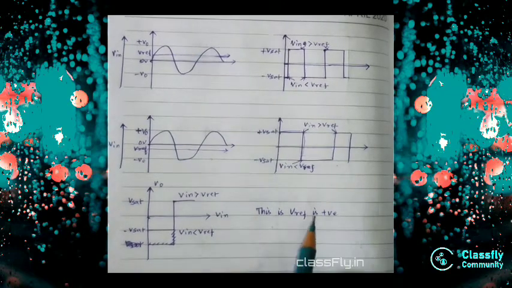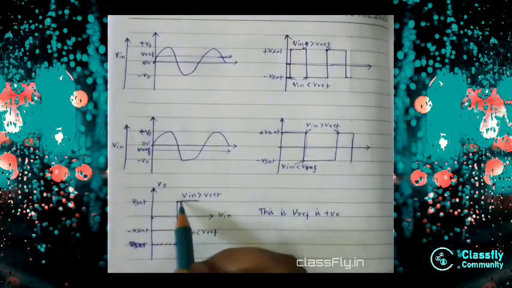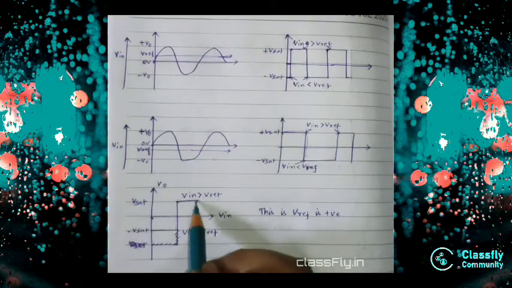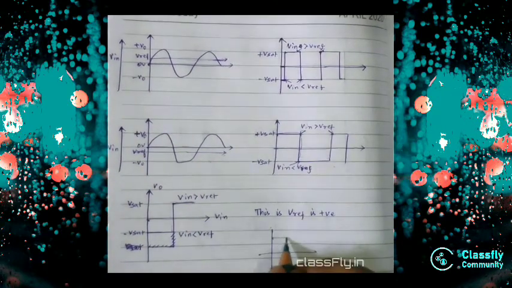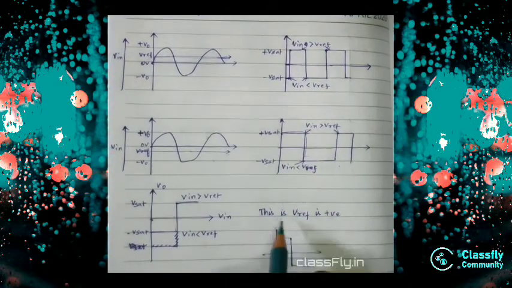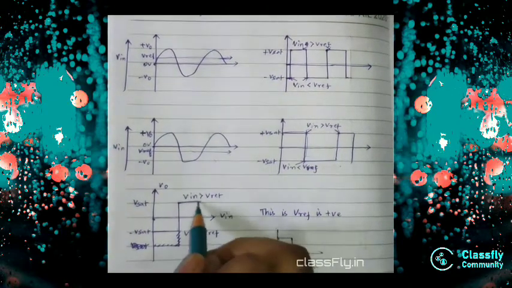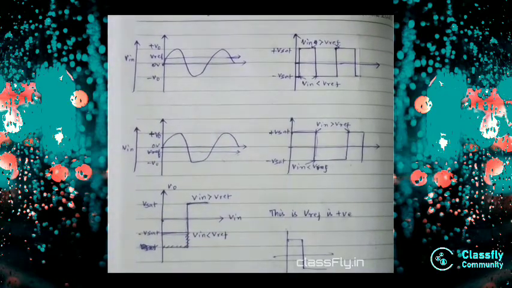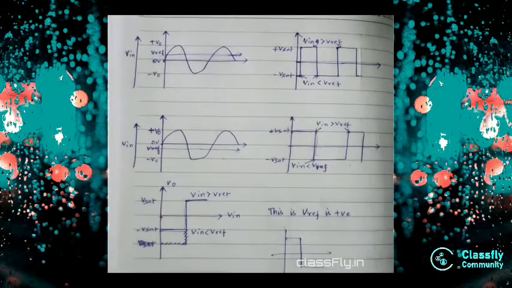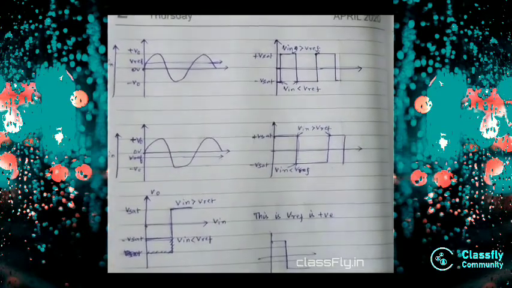When the Vref is positive, in the inverting part, how it was like this, it was like this, from here, right? But in the non-inverting one, it is just the opposite. It will be V set when Vin is greater than Vref, and minus V set when Vin is less than Vref.